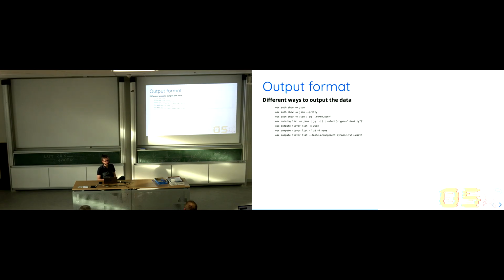A few words about output format. Just a normal output, show or catalog list or server list or whatever list. Dash o json would output it in JSON form. Dash o json dash dash pretty will prettify the output. Of course, you can pipe it into jq and do whatever you want there. You can even apply additional query parameters if you are not able to get access to a certain field or whatever you want.